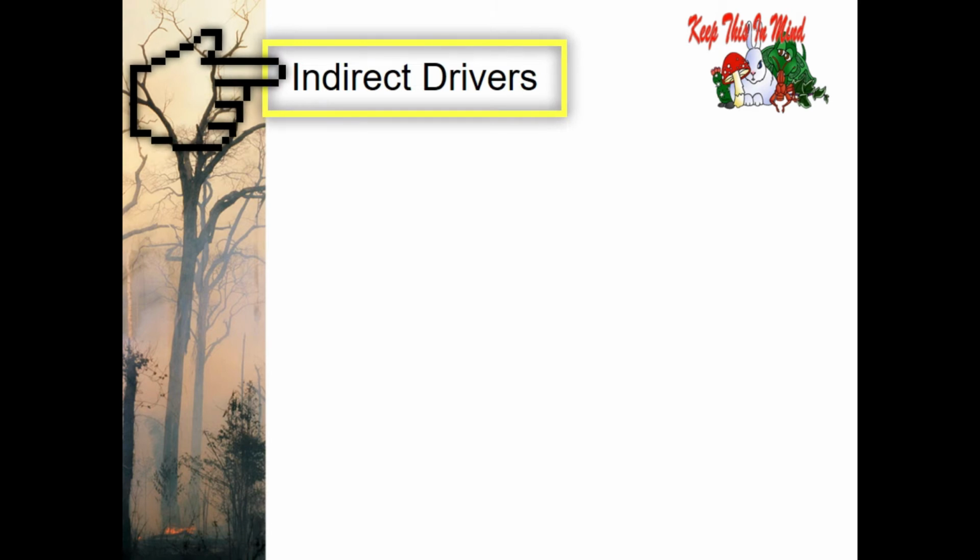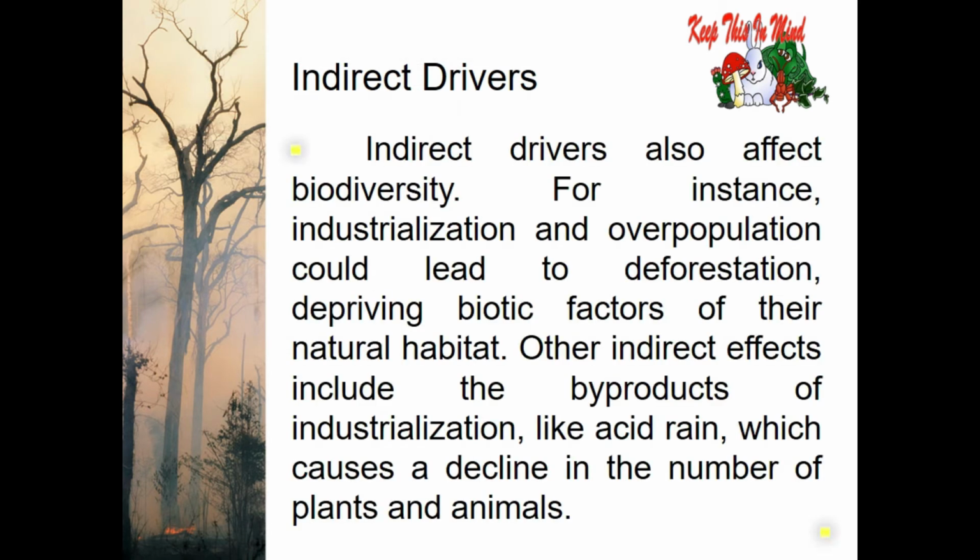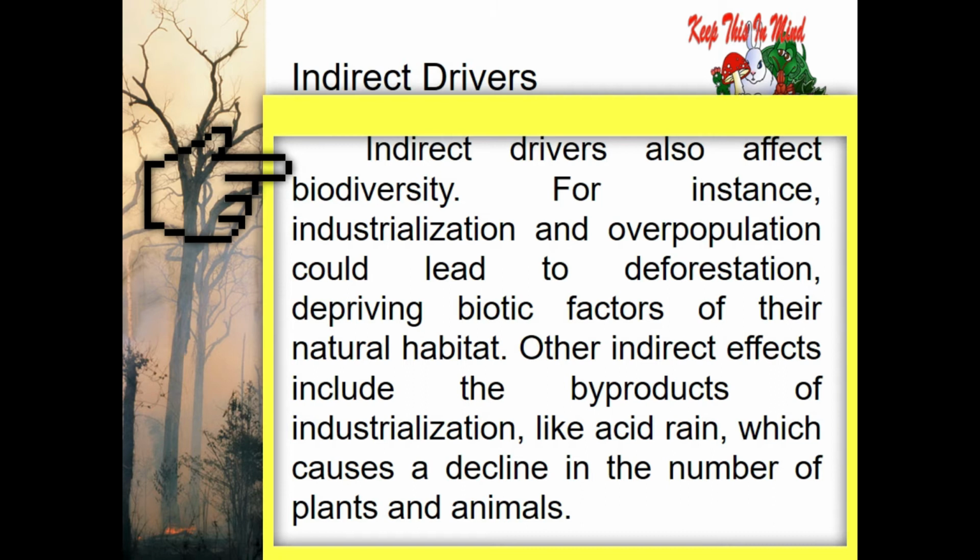Next, we have the indirect drivers. Indirect drivers also affect biodiversity. For instance, industrialization and overpopulation could lead to deforestation, depriving biotic factors of their natural habitat. Other indirect effects include the byproducts of industrialization, like acid rain, which causes a decline in the number of plants and animals.